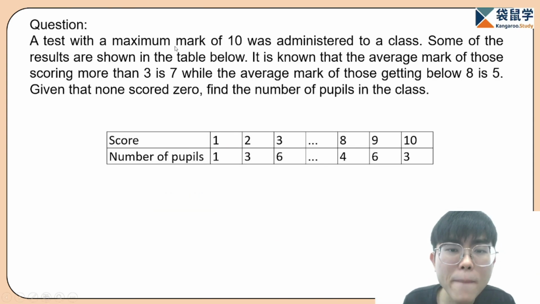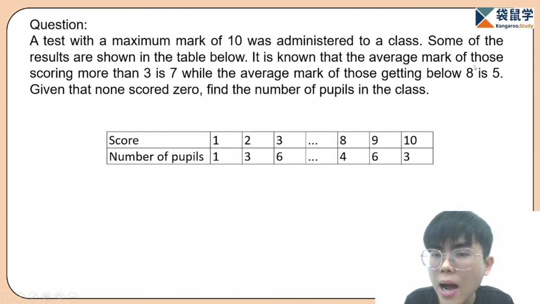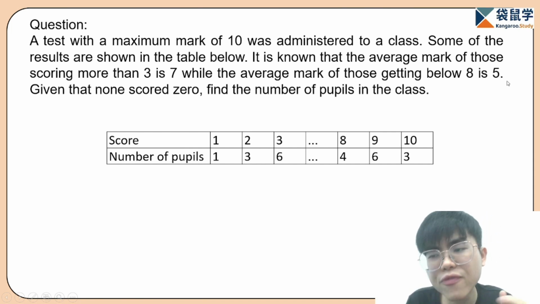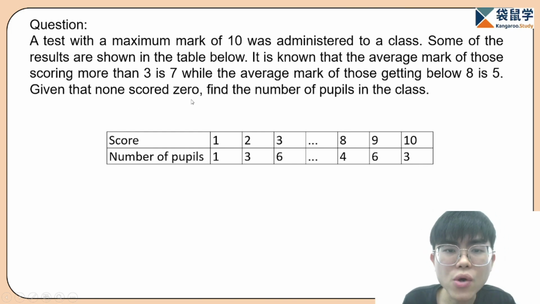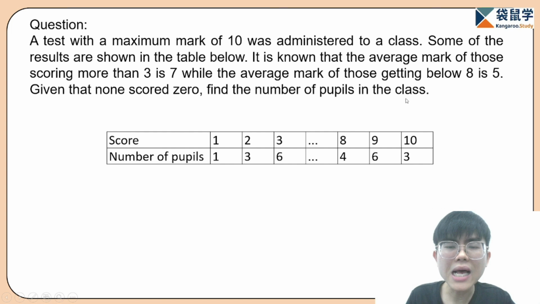A test with a maximum mark of 10 was administered to a class. Some of the results are shown in the table below. It is known that the average mark of those scoring more than 3 is 7, while the average mark of those getting below 8 is 5. Given that none score 0, what is the number of people in the class?